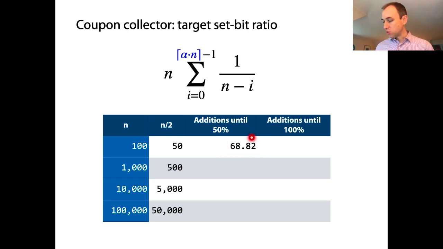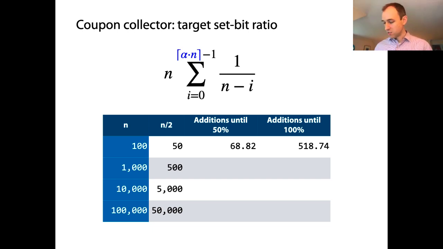It's not going to be twice as great because it's actually more challenging to collect the second 50% of the coupons than it was to collect the first 50%, right? Each time we collect another coupon, the chance of collecting the next one keeps going down. So it's going to be more attempts until we get the Bloom filter all the way to 100% set bits. How many? Well, 518.74, right? So some number, a multiple of this many additions.